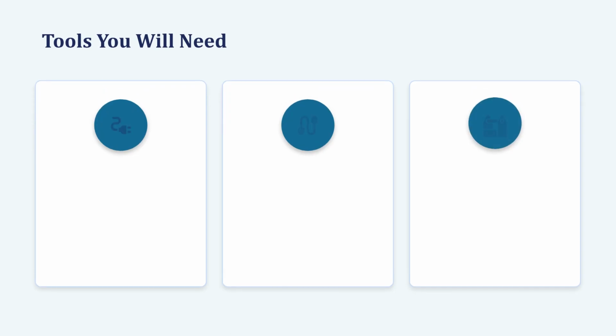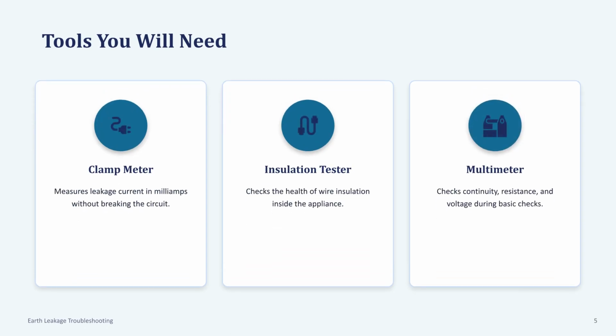You will need a few basic tools. A clamp meter measures leakage current in milliamps by clamping over both wires. An insulation tester checks the health of internal wires. And a standard multimeter confirms continuity and helps verify the appliance is de-energized.